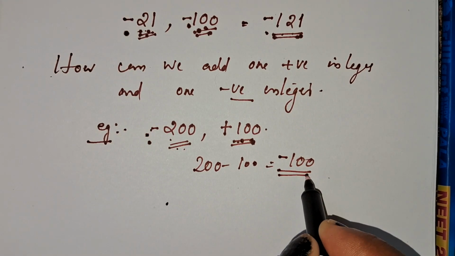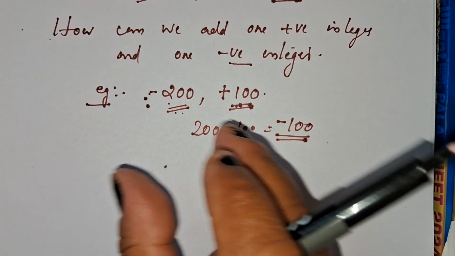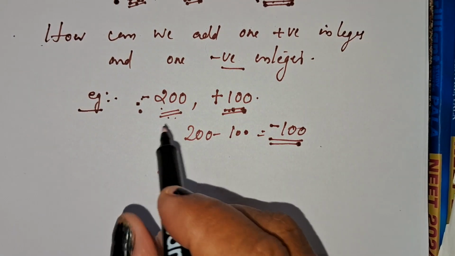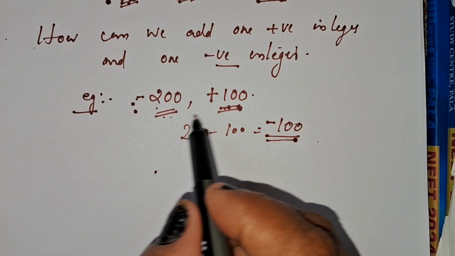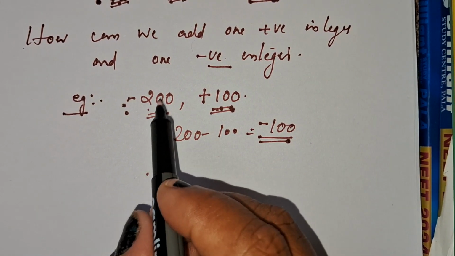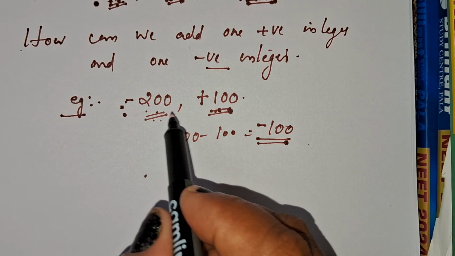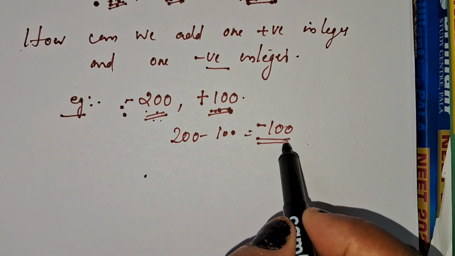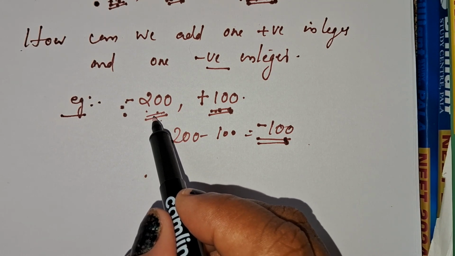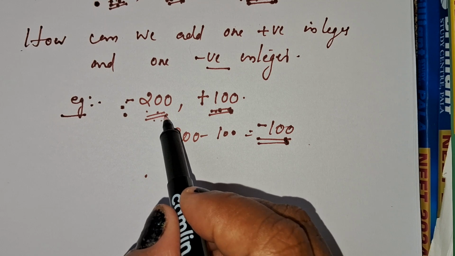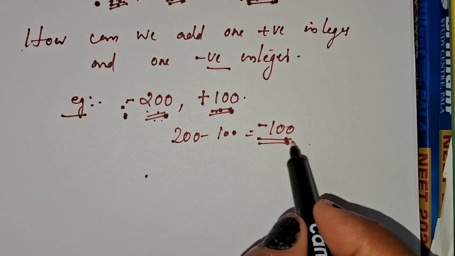That is the answer. So if two numbers have different signs, how can we add the numbers? First find the difference of the numbers. Here one number is minus 200 and another number is plus 100. The difference of the numbers 200 and 100 is 100. Then put the sign of the greatest number. Here the greatest number is 200 and the sign of the greatest number is negative. So I put here a minus sign.